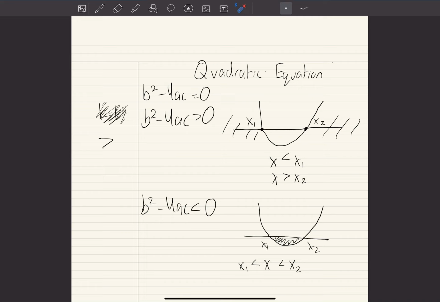The real trouble starts over here when you put an inequality sign. The inequality sign basically means that we will have more than one solution, and we will have a range of solutions as our final answer.